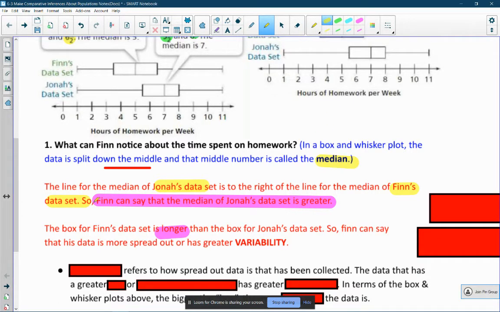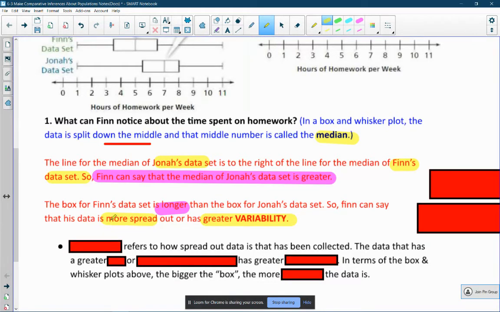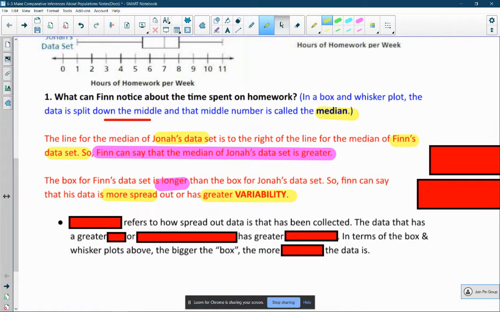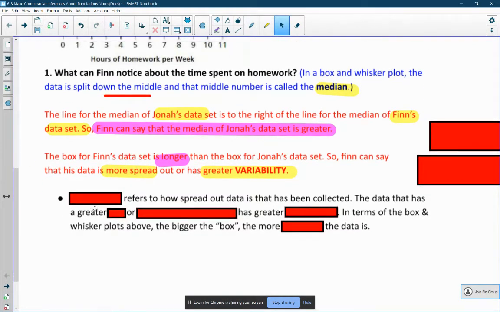we can say that Finn's data is more spread out or has greater variability. So that's another word that we need to know. I wrote that in bold. We need to know that. So going down this bullet point, some vocab we need to know.